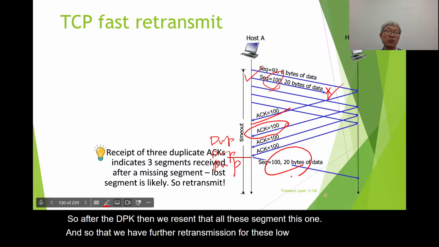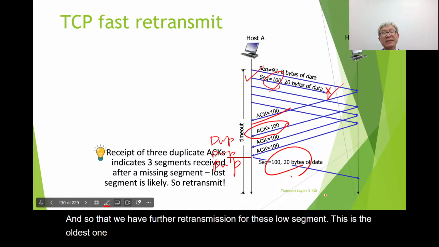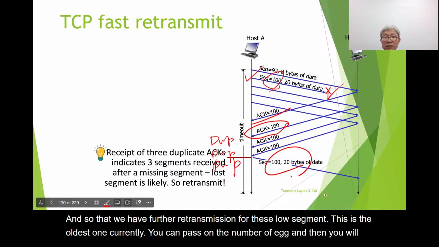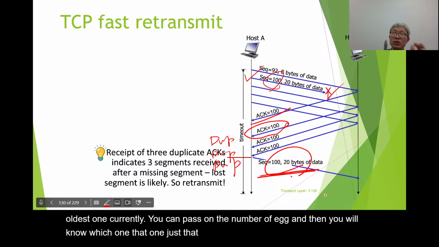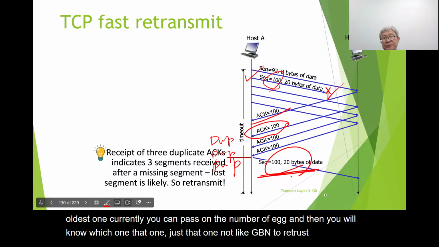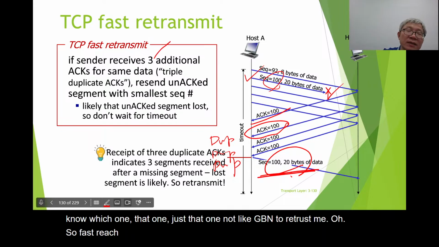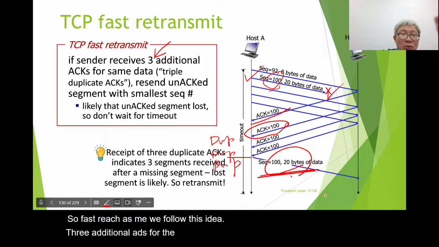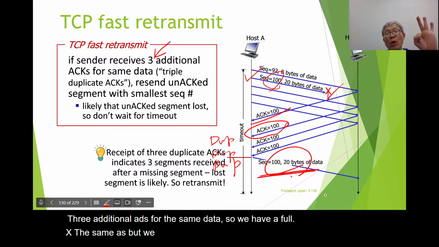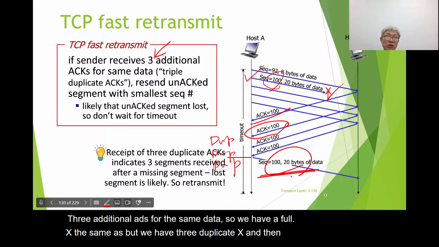This is the oldest one currently. You can pass on the number of ACK, and then you will know which one. That one, just that one, not like GBN to retransmit all. So for fast retransmit, we follow this idea: 3 additional ACKs for the same data. So we have 4 ACKs, the same ACK, but we have 3 duplicates, and then we will initiate the retransmission for that segment.